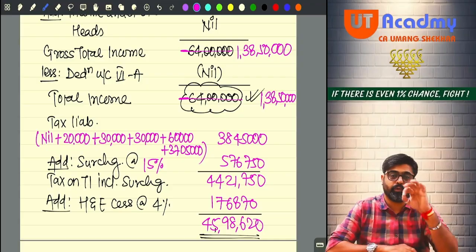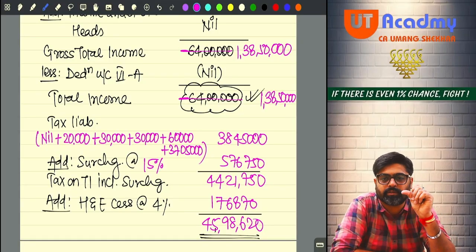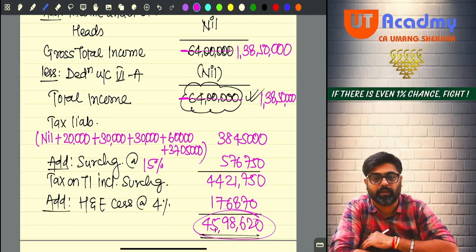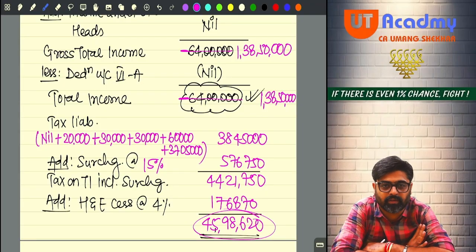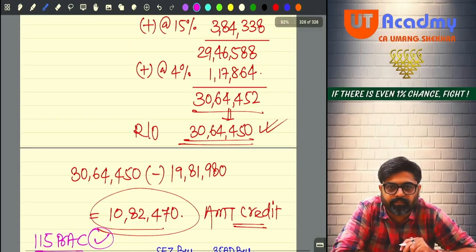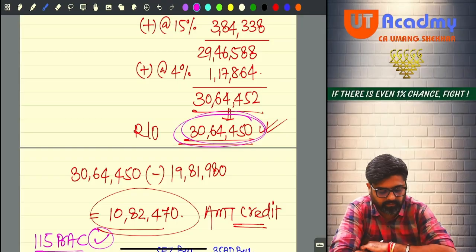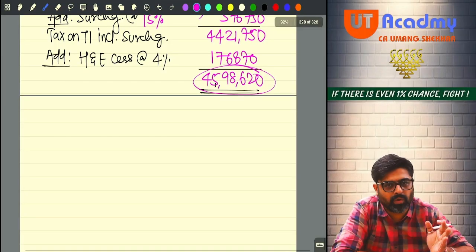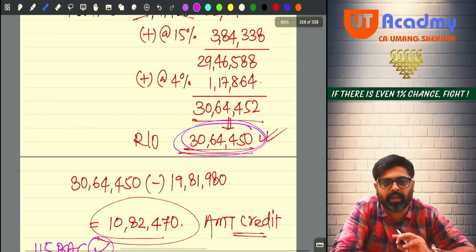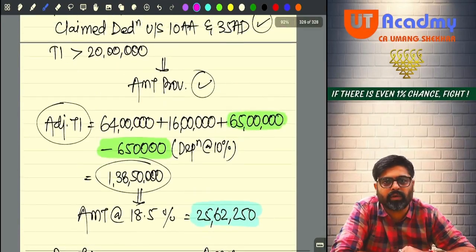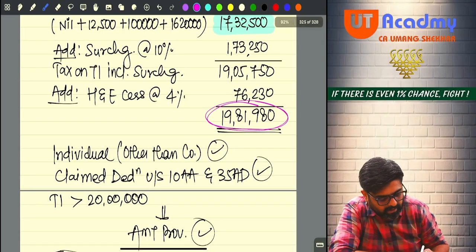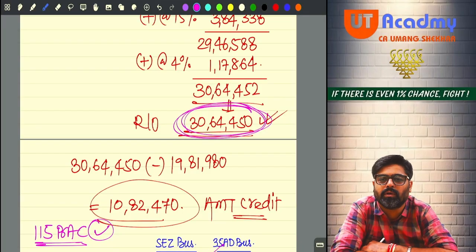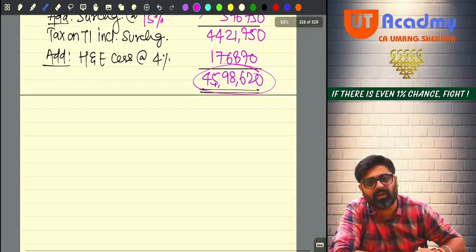45,98,620. See, if you don't follow 115 BSE, your final tax will be this much. Please check the final amount: 45,98,620. Now, if you follow 115 BSE, then they are going to take how much from you? 30,64,450. It is still lower than 45 lakhs, no? So if you don't follow 115 BSE, the government is going to take AMT from you. The government is not going to take 19,81,980. The government is going to take 30,64,450 from you. Yes or no? But that is still lower than 45 lakhs.